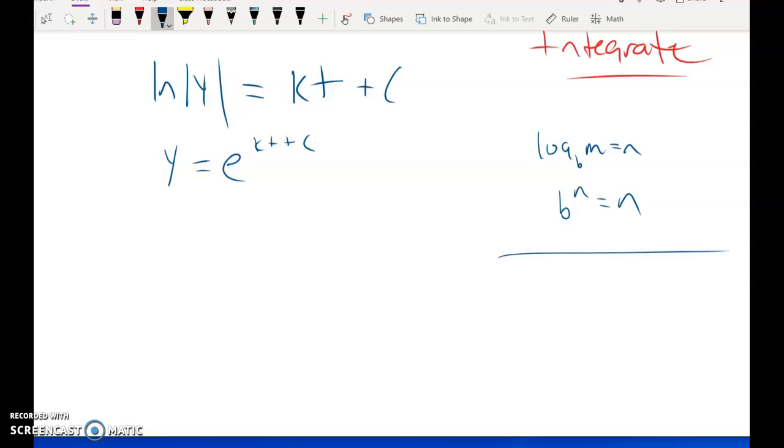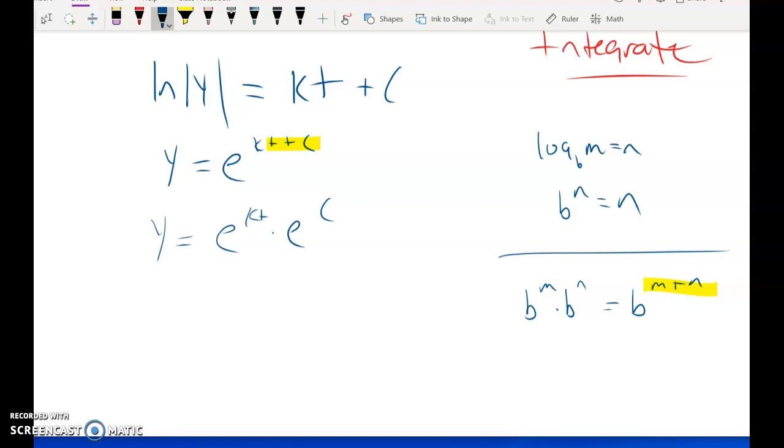Now here's a little trick. There's another rule of powers: if you have some base to some power times the same base to a different power, you end up with that same base b to the sum of the powers. So I'm going to work that property of exponents backwards. I'm going to rewrite e to the kt plus c, since there's a sum here, as e to the kt times e to the c.